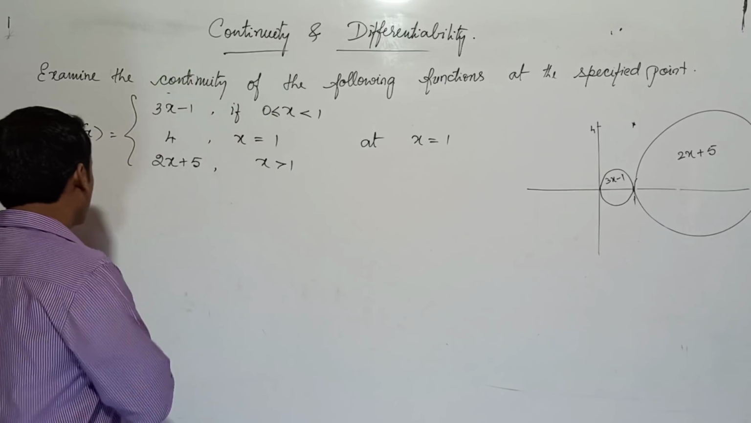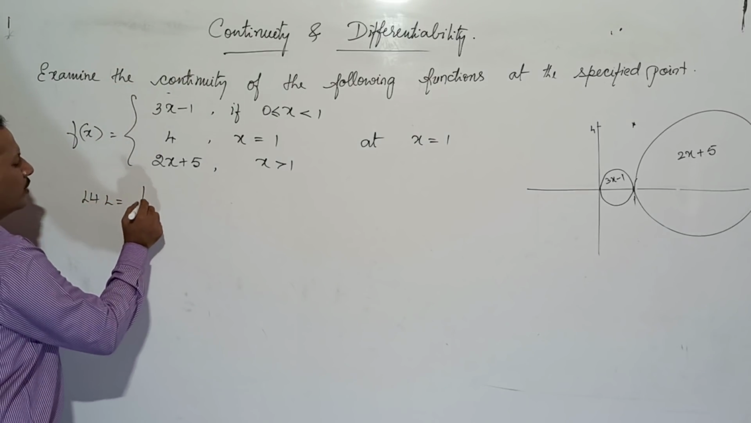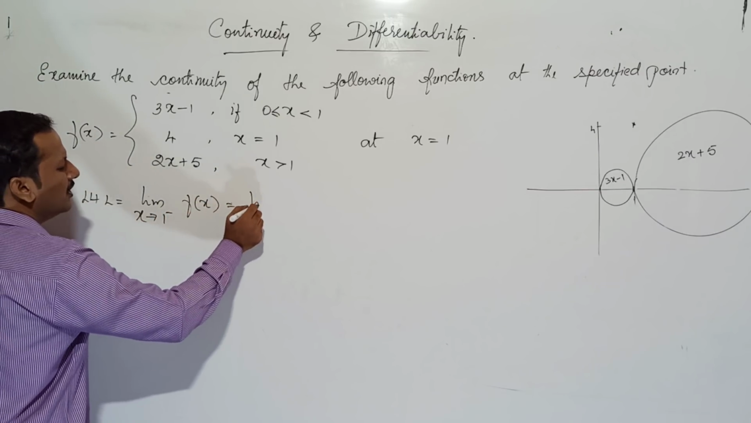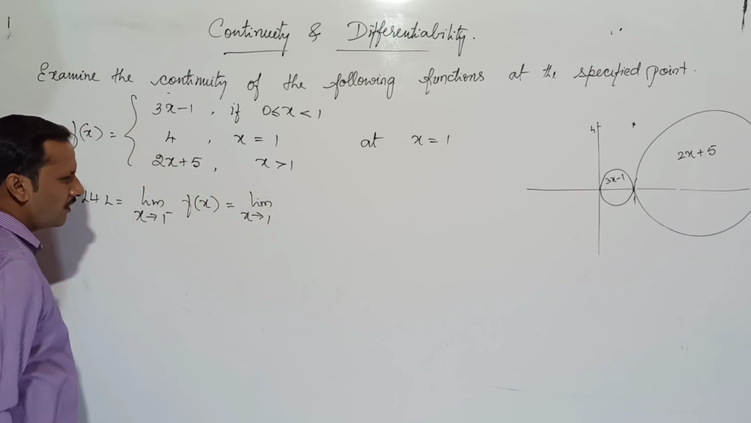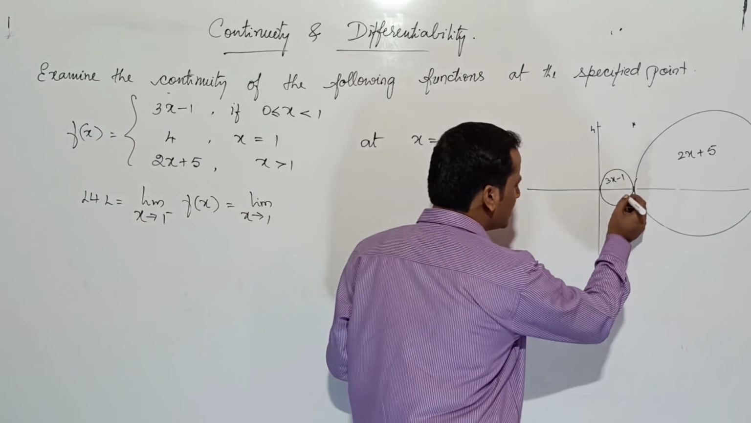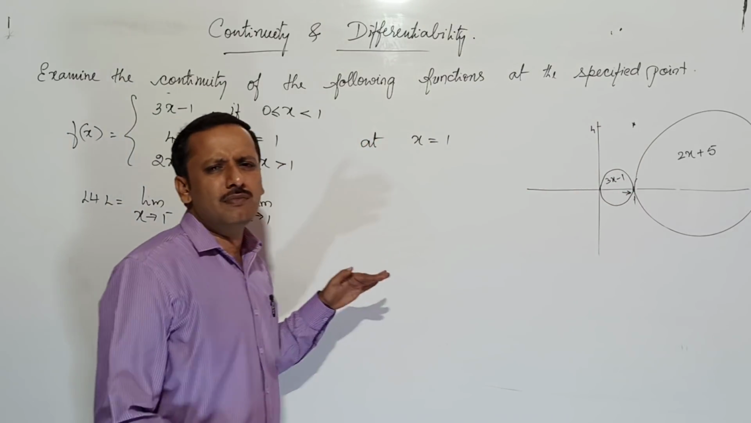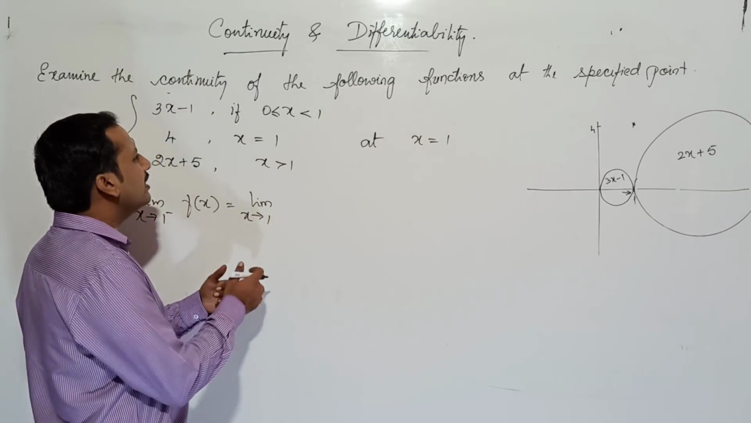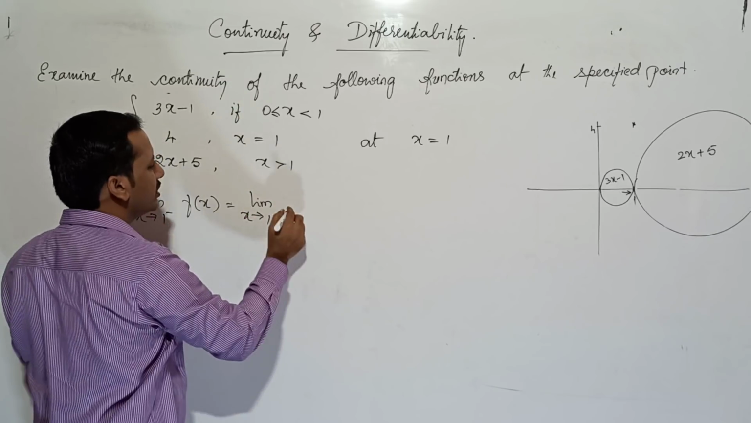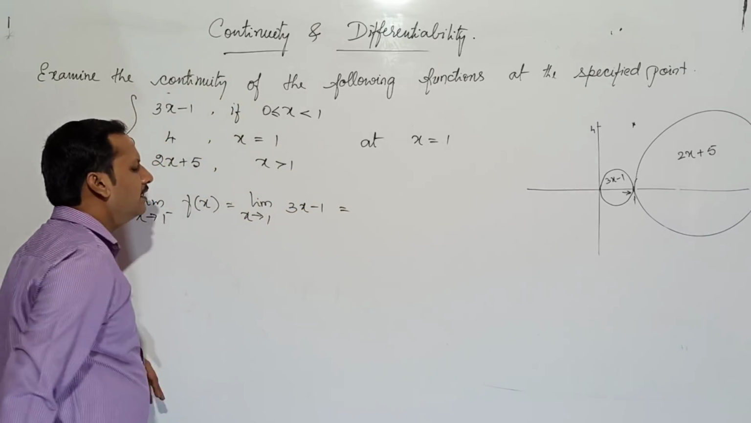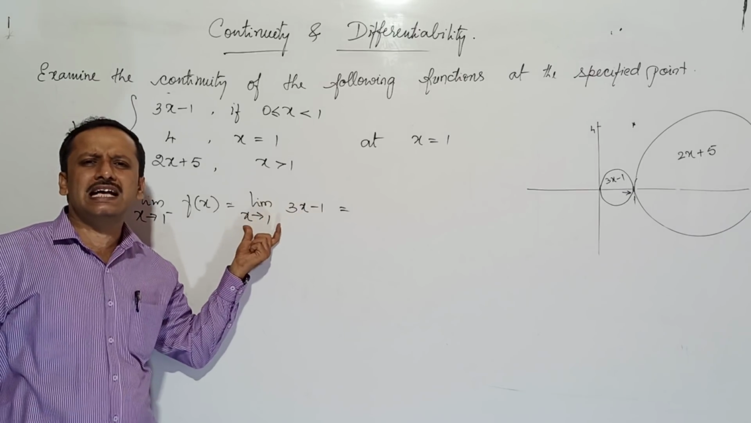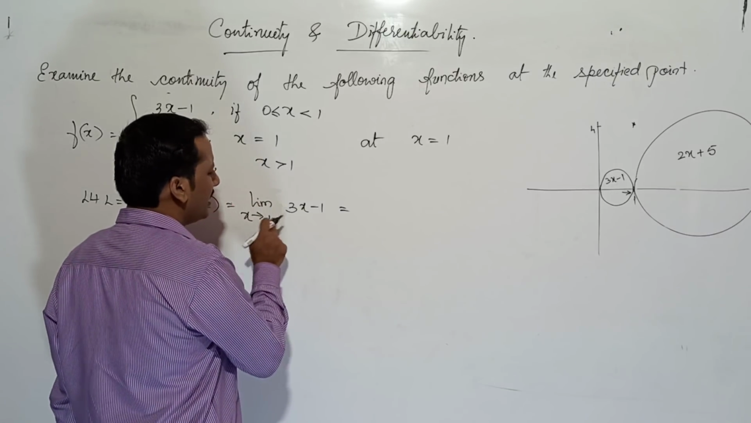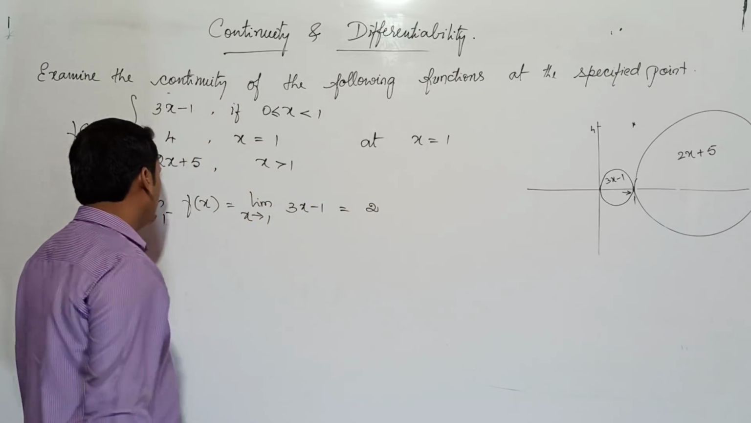So I would like to find the left hand limit, that's equal to limit x tends to 1 minus f of x. Its meaning is that x is approaching 1 from the left side. That means x is close to 1 but less than 1, so I should take 3x minus 1. So limit of 3x minus 1 as x approaches 1: put x equal to 1, 3 minus 1, we get 2.